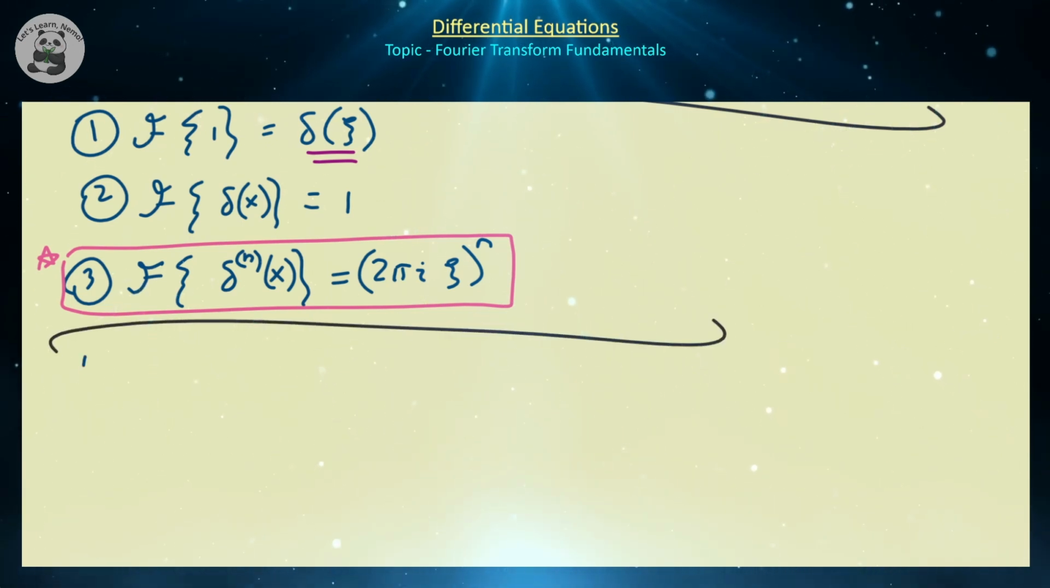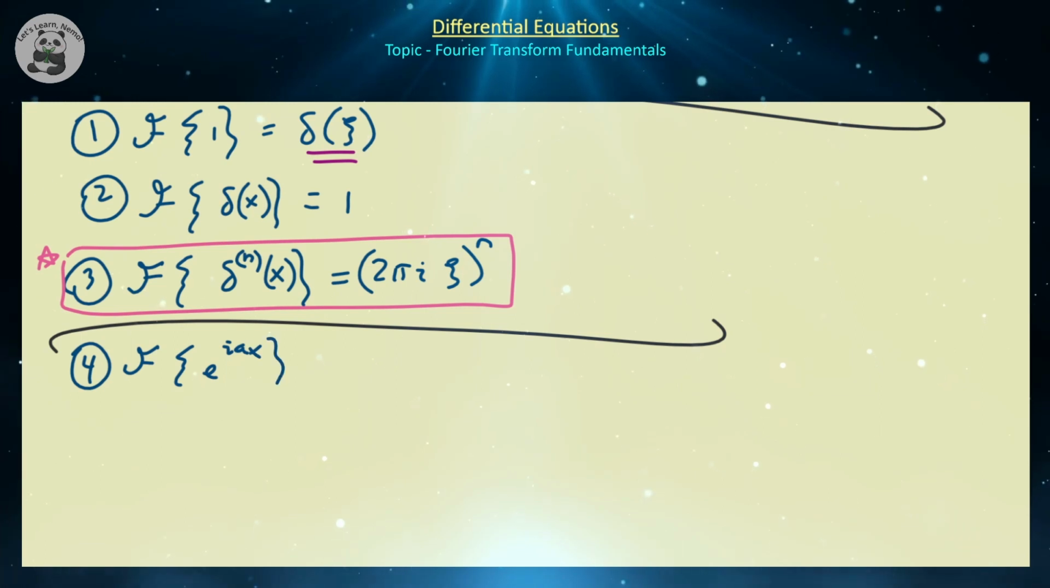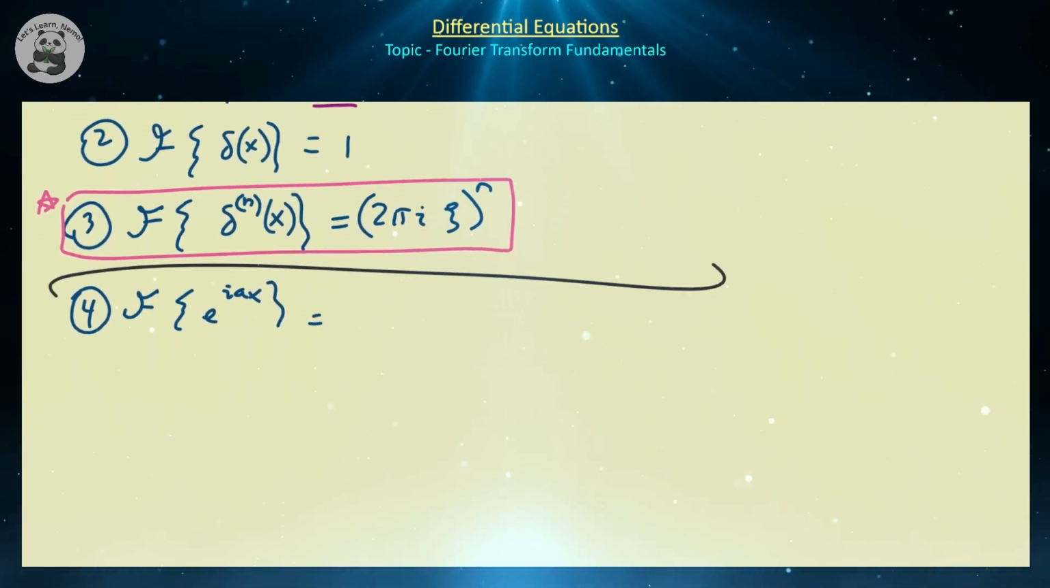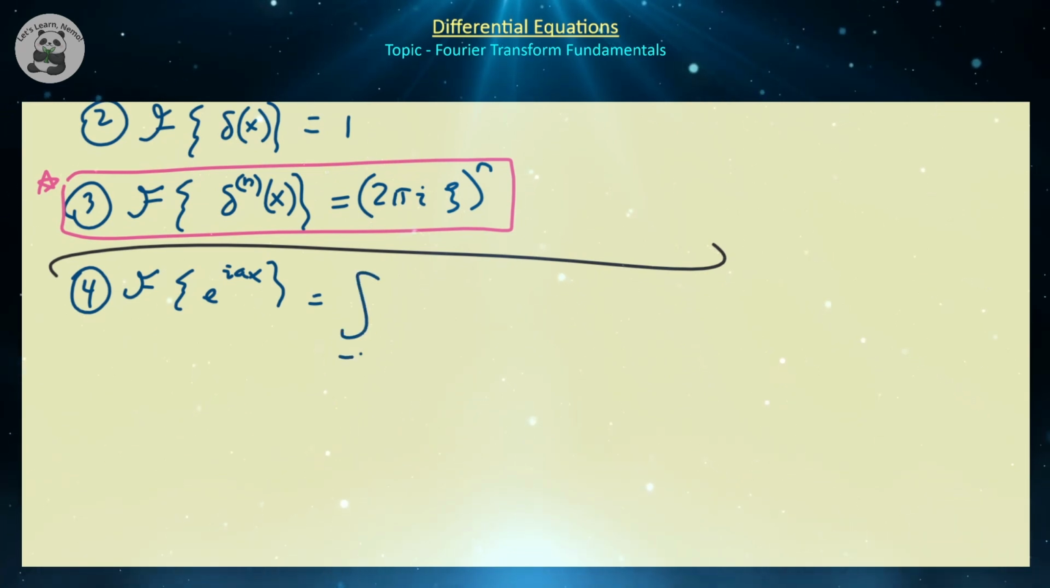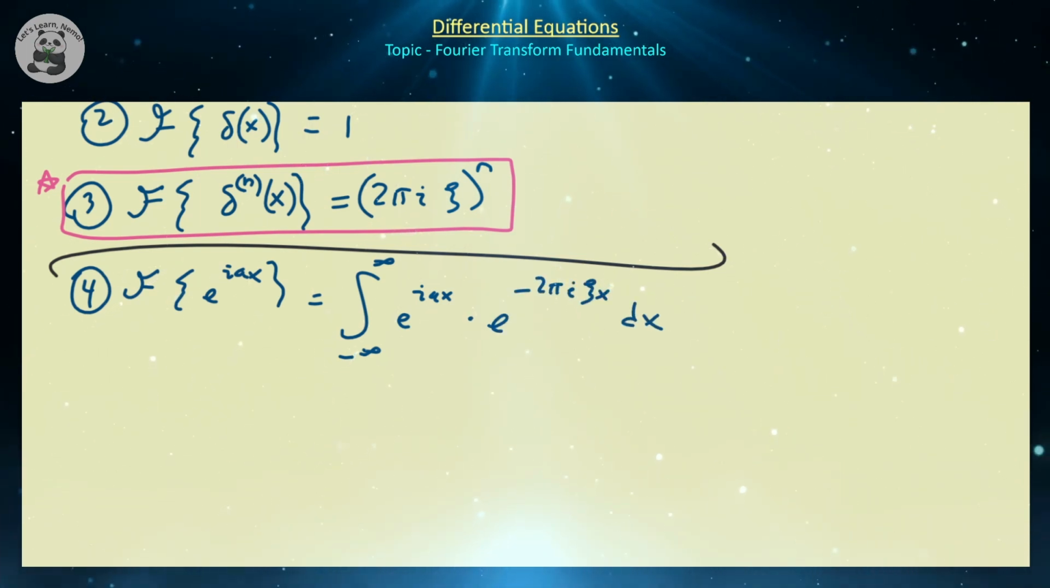Another property that you probably would like to know is the Fourier transform of an exponential function, let's say of the form e to the i a x. Let's work this out and see what it will come out to. This is going to be equal to the integral from minus infinity to infinity of e to the i a x times e to the minus 2 pi i psi x dx.